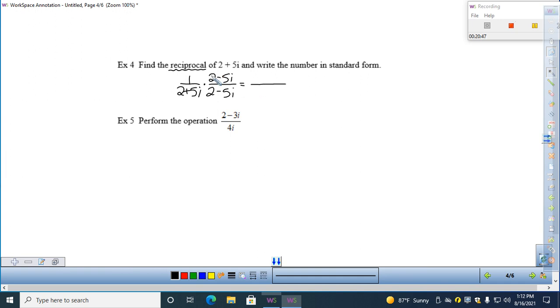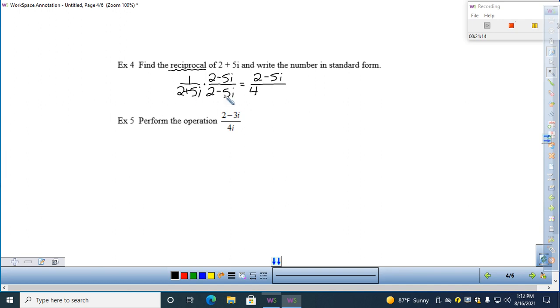So 1 times 2 minus 5i, well, that's obviously just 2 minus 5i. That's not too bad. Now, watch what happens here when I FOIL this. So I won't follow my pattern, but I will just FOIL it. 2 times 2 is 4. Look at the outside and inside, everybody. I got negative 10i on the outside, positive 10i on the inside. Those cancel, which is exactly what we wanted.